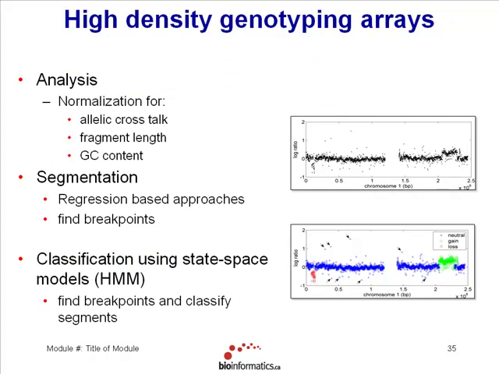So the analysis for high-density genotyping arrays usually entails normalization for the SNP arrays. Sometimes if you're probing two alleles, most of the probe sequence is identical except for one position, and so sometimes you get what's called allelic crosstalk. You get the wrong allele hybridizing, and you can try to correct for that. The DNA fragment length and also the GC content of the probes make quite a difference in the actual signal that one gets from these arrays, so it's important to do this step. And again, I'll point to some software that can do this for genotyping arrays.